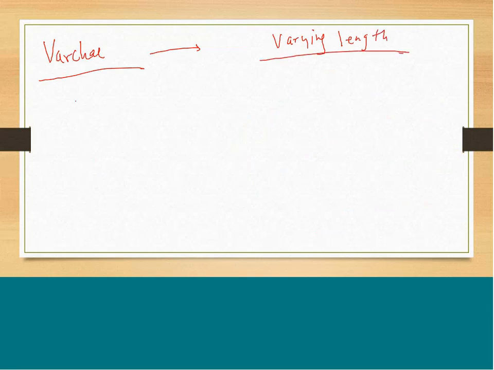The next data type we are going to discuss is Varchar. Varchar is the brother of char, but with varying length. Varying character, varying length.